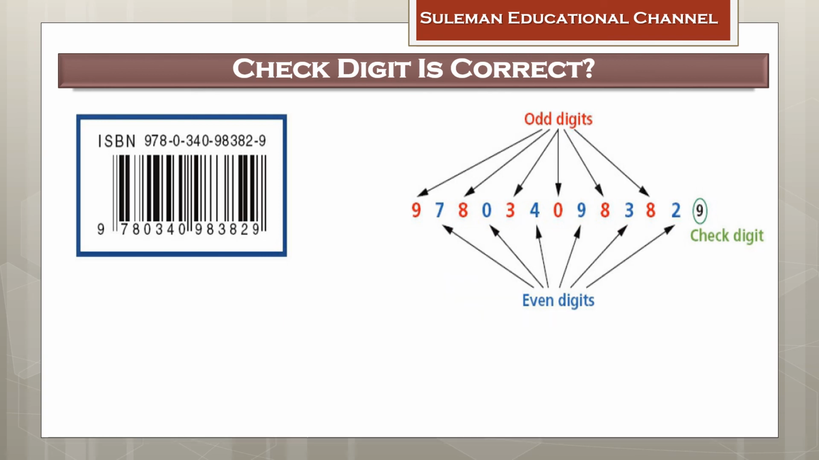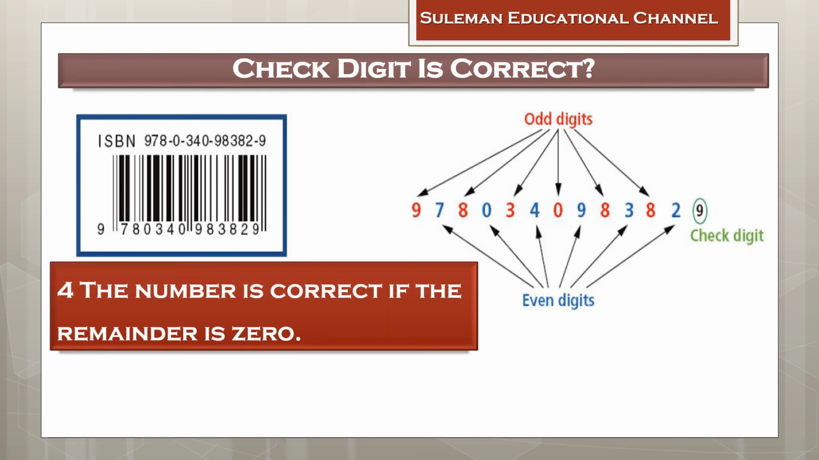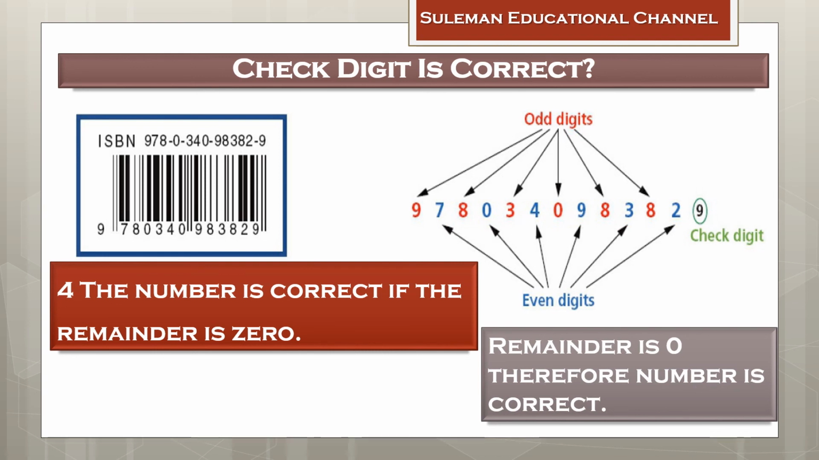The last step is that the number is correct if the remainder is 0. If in step 3 the result is 0, then the check digit calculated is correct. Otherwise, there is an error, there is a mistake in calculating the check digit.